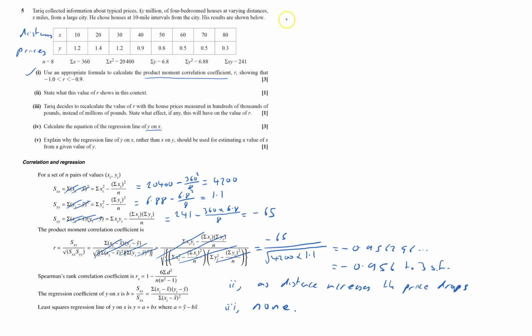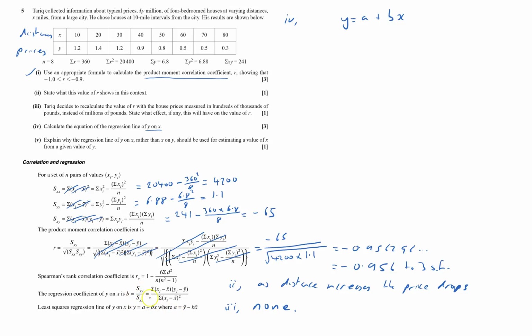Part 4, calculate the regression line of Y on X. That's the nice one, so I haven't got to replace Y's with X's. Y on X is Y equals A plus BX, and I need to work out what A and B are. The formula sheet says that A equals Y bar minus B X bar, and therefore I need to work out B before I can work out what A is.